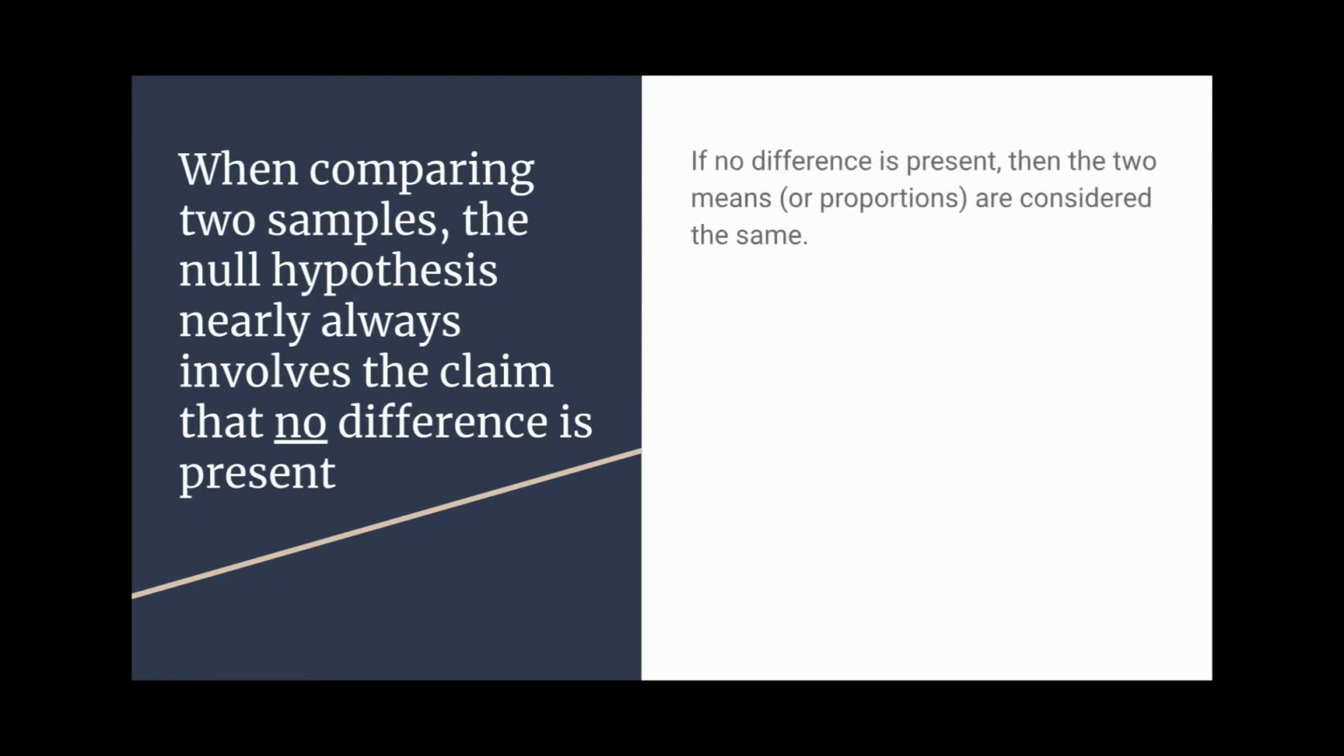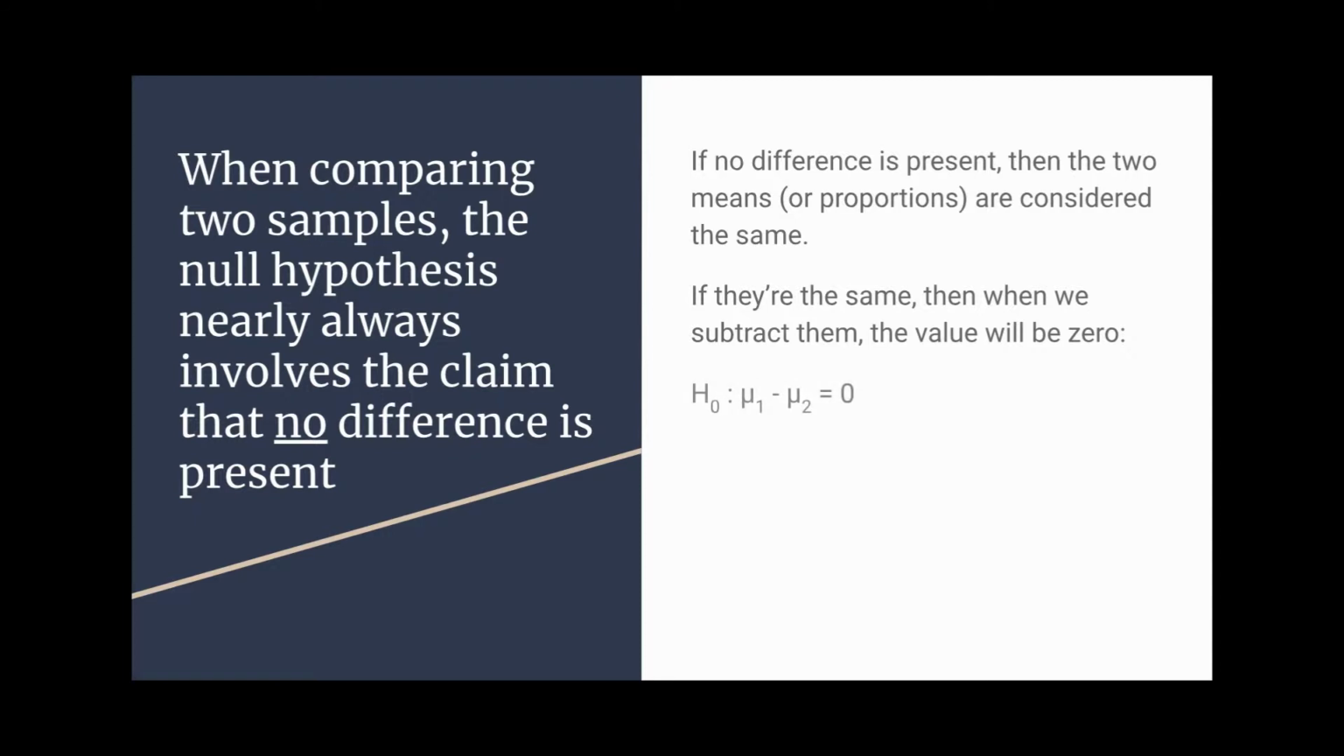So when we compare two samples, the null hypothesis is really always the claim that no difference is going to be present. So if there is no difference between the two means or proportions, then we consider them to be the same. And if they're the same, when we subtract them, the value of their difference will be 0. So the null hypothesis is going to involve the difference being 0, whether that's population means or proportions.